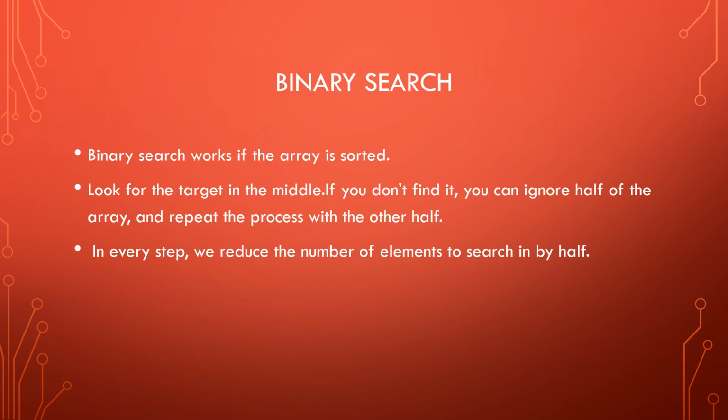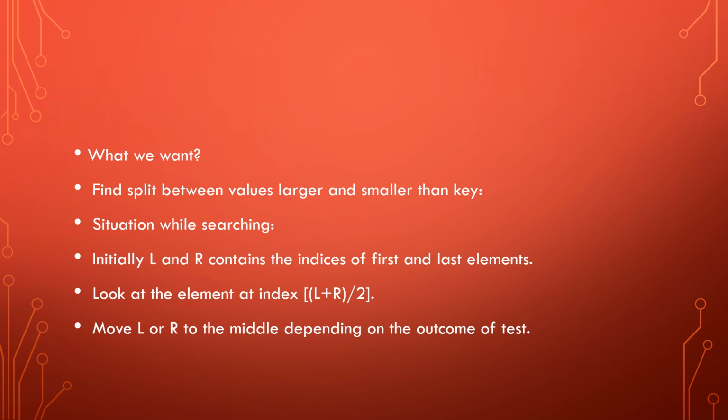Binary search. Binary search works if the array is sorted. Look for the target in the middle. If you don't find it, you can ignore half of the array and repeat the process with the other half. In every step, we reduce the number of elements to search in by half. What we want: find the split between values larger and smaller than the key.